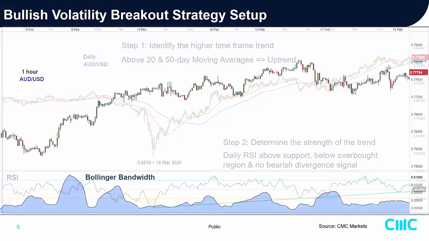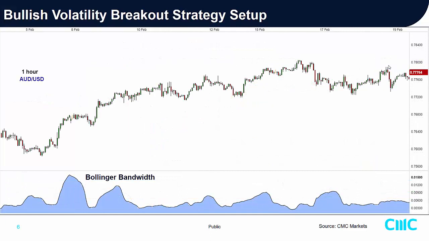Okay, so the next step, going down to the lower time frame, is to look out for a squeeze period or a contraction period in price action. How do I look out for a contraction or squeeze period in price action? By opening up this indicator called Bollinger Bandwidth.